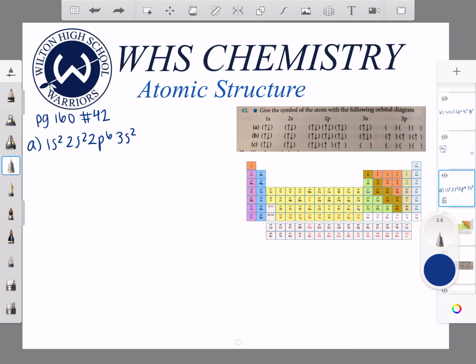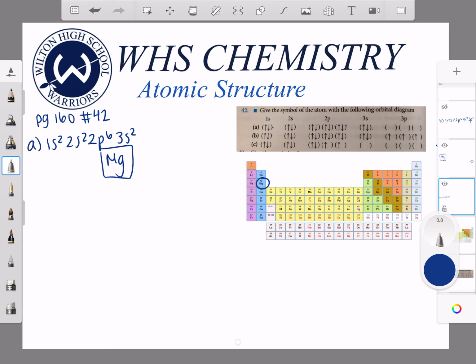Since there are 2 electrons going up and down, it's 1s2 here, and then 2s2, 2p6, 3s2, and there's nothing in the 3p orbital, so we know it just ends at 3s2. If we find 3s2, that would be in the third energy level. So we have Mg, and that's right there on the periodic table. So the answer to A is Mg.